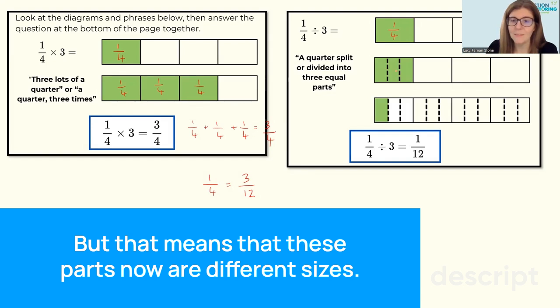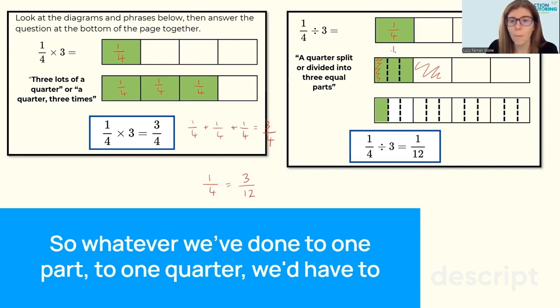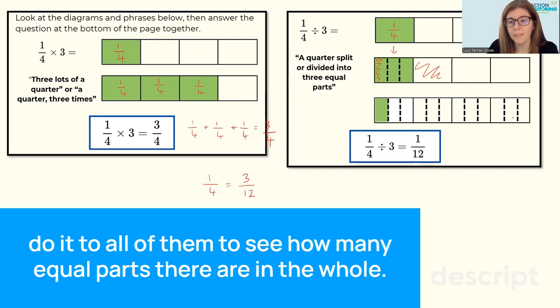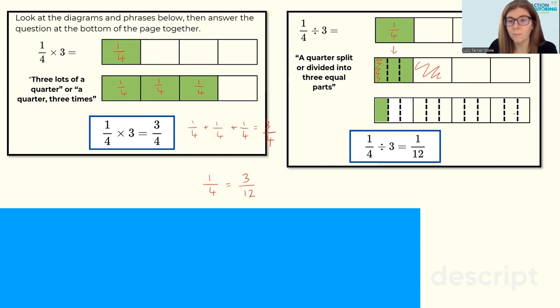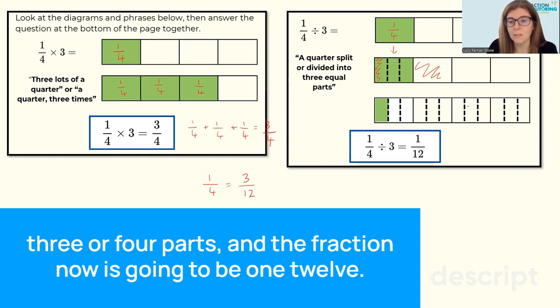But that means that these parts now are different sizes. So this size piece is different to this size piece. So whatever we've done to one part, to 1 quarter, we'd have to do it to all of them to see how many equal parts there are in the whole. So if we've split this 1 quarter into 3 equal parts, that means that every quarter is split into 3 equal parts. And the fraction now is going to be 1/12.